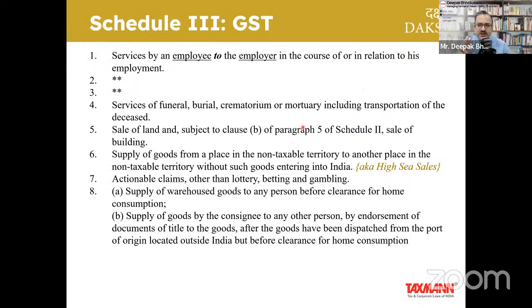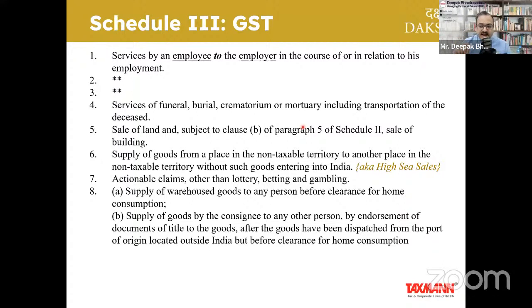So what is Schedule 3? What does it say? It says services by an employee to the employer in the course of or in relation to his employment. Items number 2 and 3 of Schedule 3, I am excluding because they are in relation to members of parliament or in relation to courts. So it may not be of interest to all of us. That's why I have excluded them. Item number 4, services of funeral, burial, crematorium or mortuary, including transportation of the deceased.